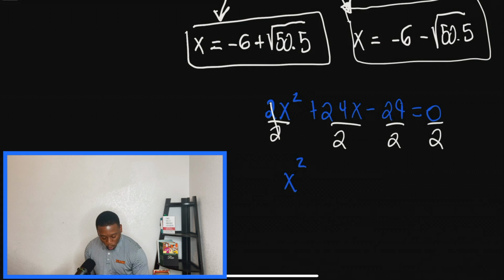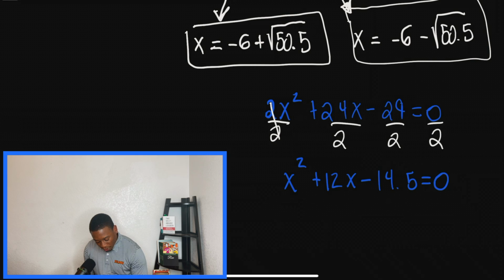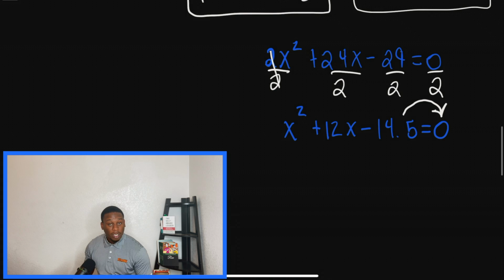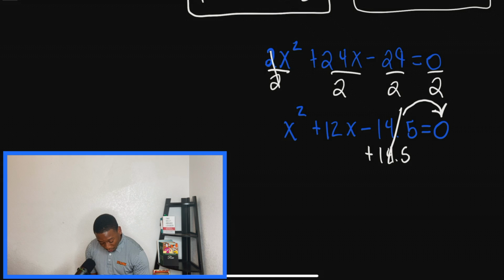And what happens to this quadratic equation is we're going to have x squared plus 12x minus 14.5 is equal to 0. And now to complete the square, we're starting it again. So now we're gonna move C to the other side. So now 14.5 is gonna be added on both sides because we're trying to complete the square. So let's add this on both sides.